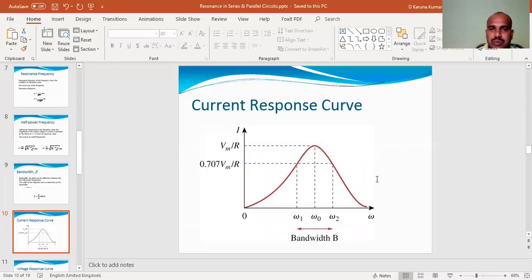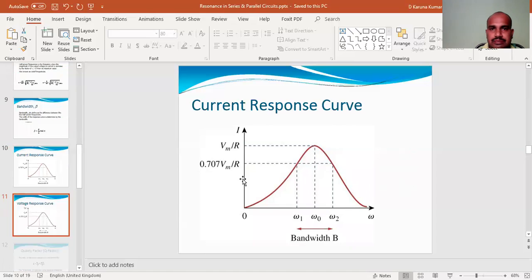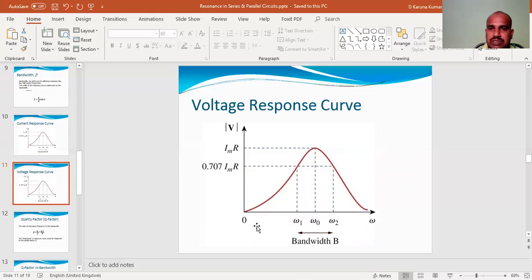This is a current response waveform. Here omega 1 is the first half power frequency, the lower frequency, and omega 2 is the second half power frequency. This difference is called the bandwidth. The maximum value is Im equal to Vm by R, and the half power points are at Im by root 2, that is 0.707 Im. The same applies to the voltage response curve: V equals I into R, so the half power value is 0.707 Im into R.